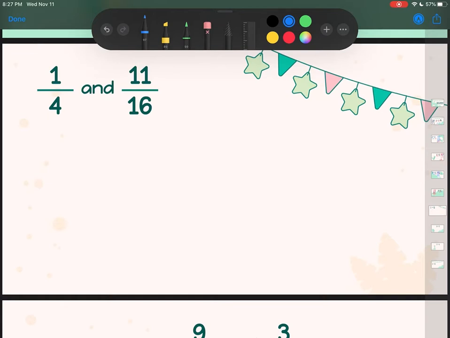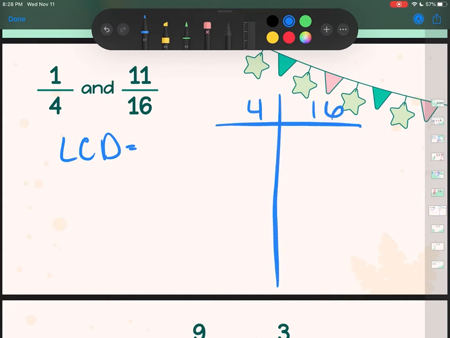All right, we got just a few more. We'll do 4 more together before we talk about y'all's assignment. All right, so we got 1/4 and 11/16. So we're finding their least common denominator, right? So we're trying to find the least common denominator of 4 and 16.